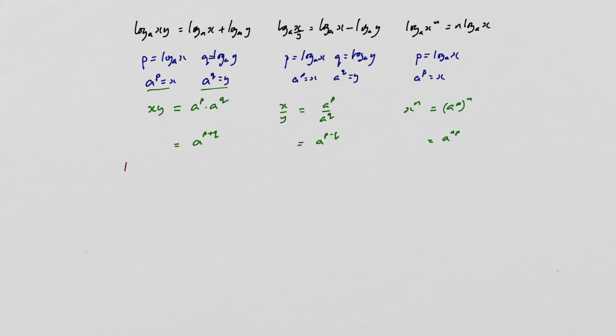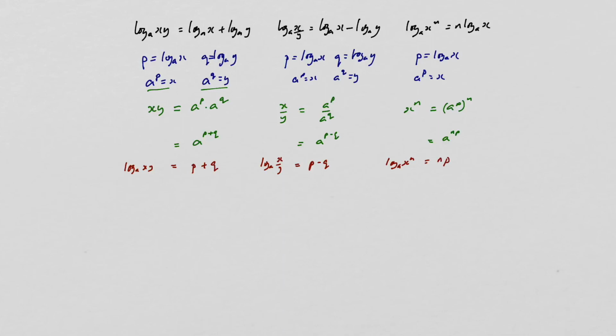So, we take log base a of xy. Now, log base a of a to the power, they cancel each other out, so we now have p plus q here. Here we have log base a of x over y, and we have p minus q. And here we have log base a of x to the n, and we have np.